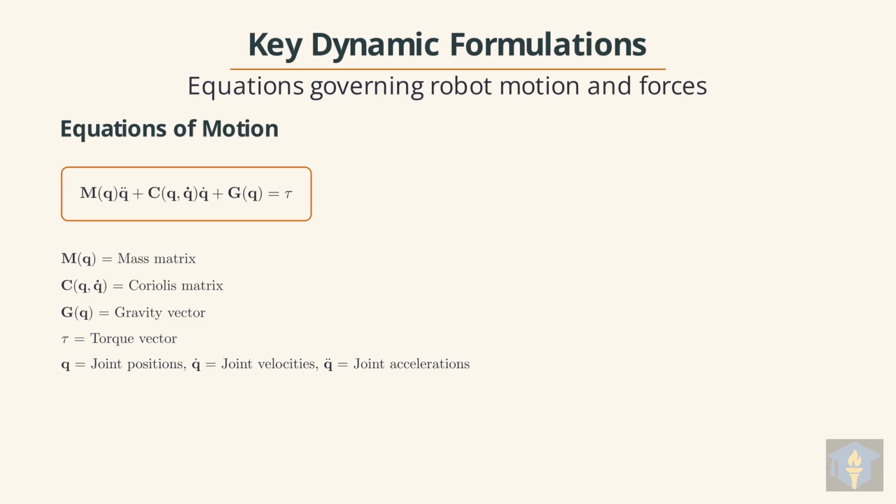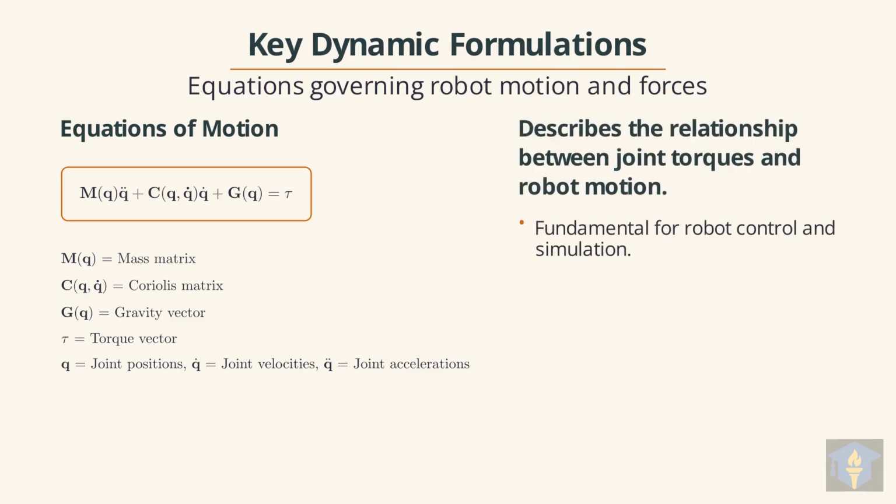C of q and q dot is the Coriolis matrix, accounting for velocity-dependent forces on the robot. G of q is the gravity vector, representing gravitational forces acting on the robot links. Tau is the torque vector, which represents the forces or torques applied at the robot's joints. Here, q represents joint positions, q dot signifies joint velocities, and q double dot denotes joint accelerations.